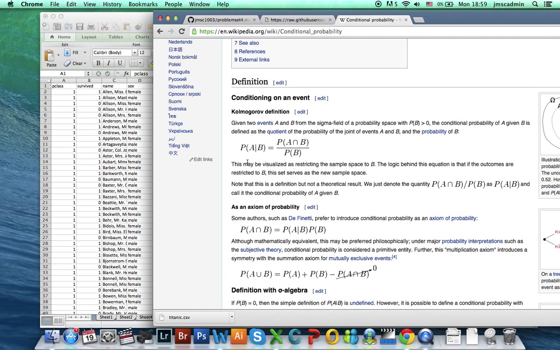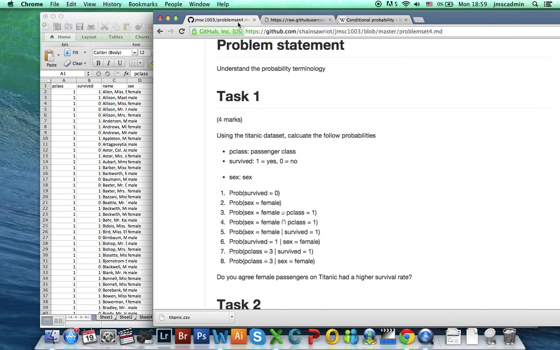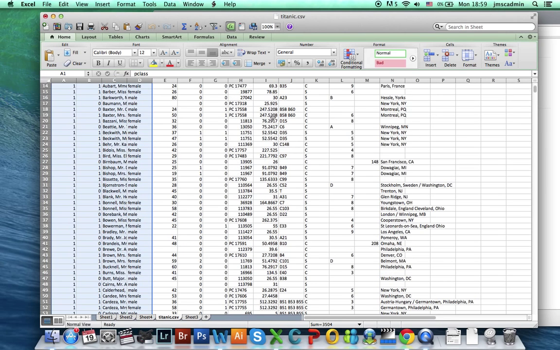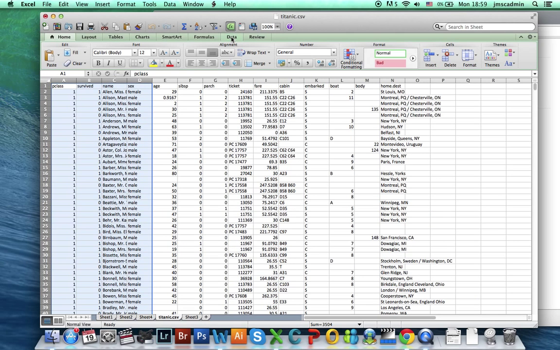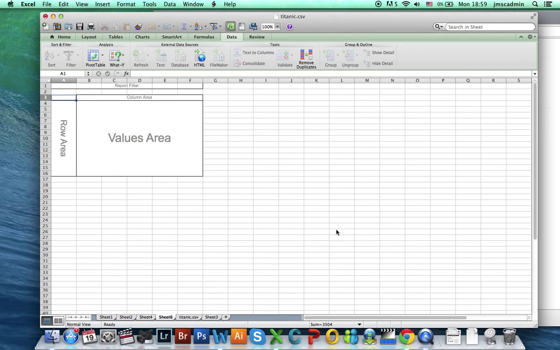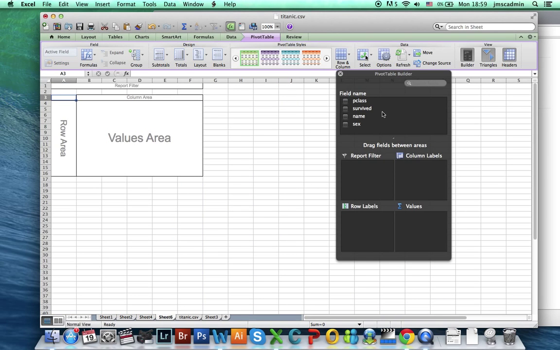This is the formula for the conditional probability, but I want to do it the Excel way, meaning using the pivot table. First you select all the data like this, and then using the Data tab, insert a new pivot table. We want to create a contingency table. Last week you learned how to construct a contingency table, and this week we use it to calculate the conditional probability.